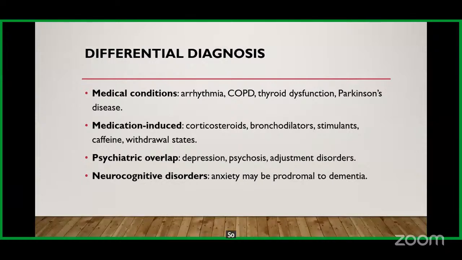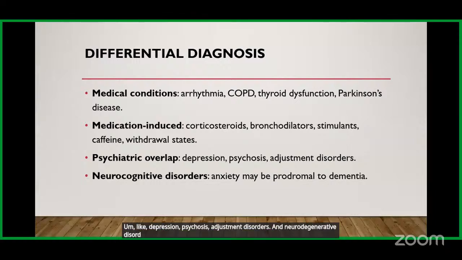So what are the differential diagnoses? Number one, medical conditions like arrhythmia, COPD, thyroid dysfunction, Parkinson's disease. Medication-induced causes like corticosteroids, bronchodilators or beta-2 agonists, stimulants, caffeine, and withdrawal states. Also psychiatric overlap, like depression, psychosis, adjustment disorders, and neurodegenerative disorders, as anxiety may be prodromal to dementia.